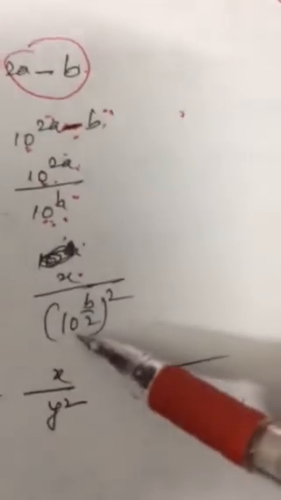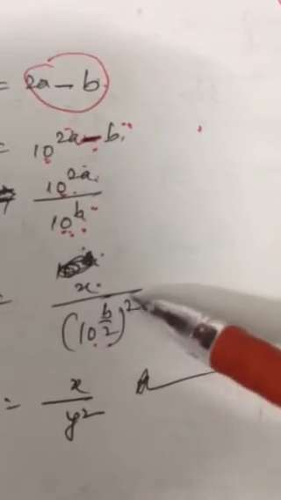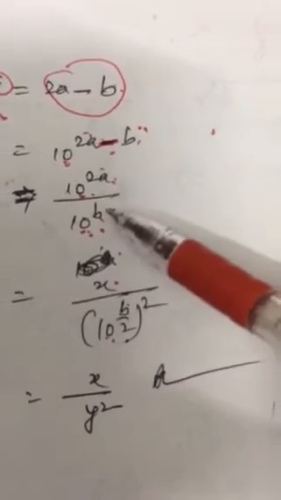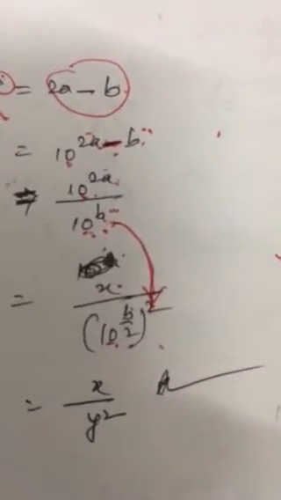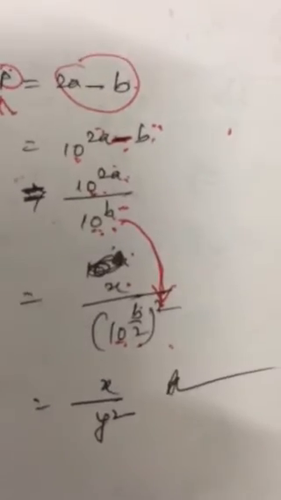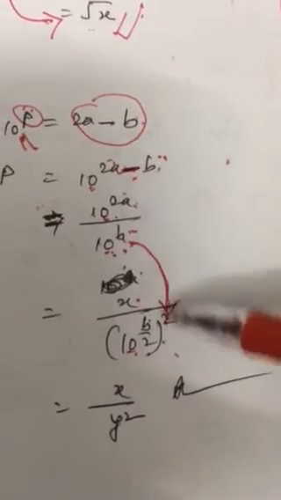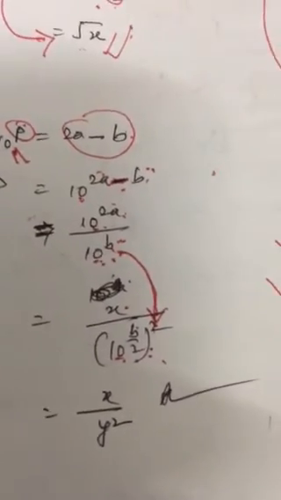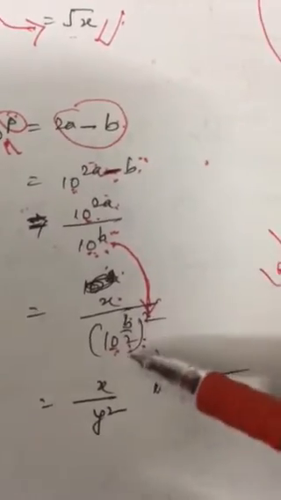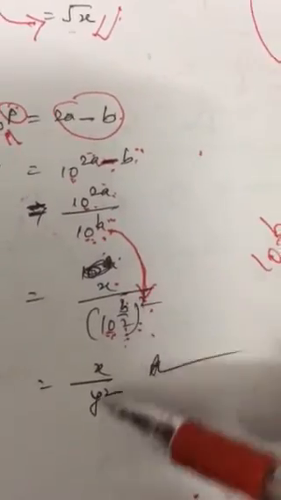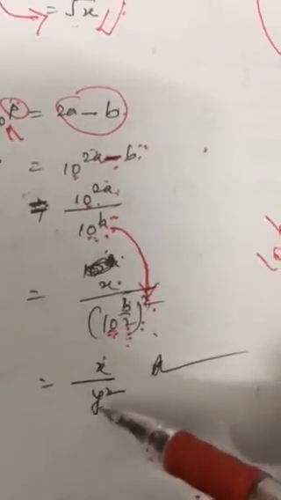So I convert 10^b as 10^(b/2) to the power 2, because the 2s cancel and leave 10^b only. Why am I writing it this way? Because I have to get the value of y. The value of 10^(b/2) is y, and the power is 2. So p equals x divided by y squared. This is the answer.